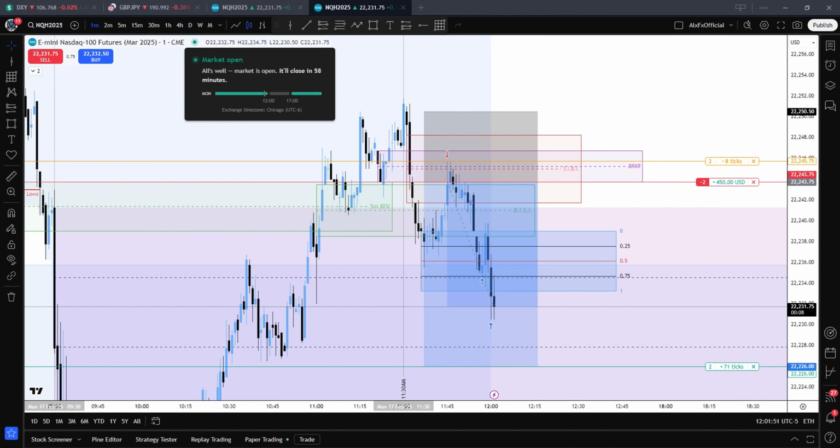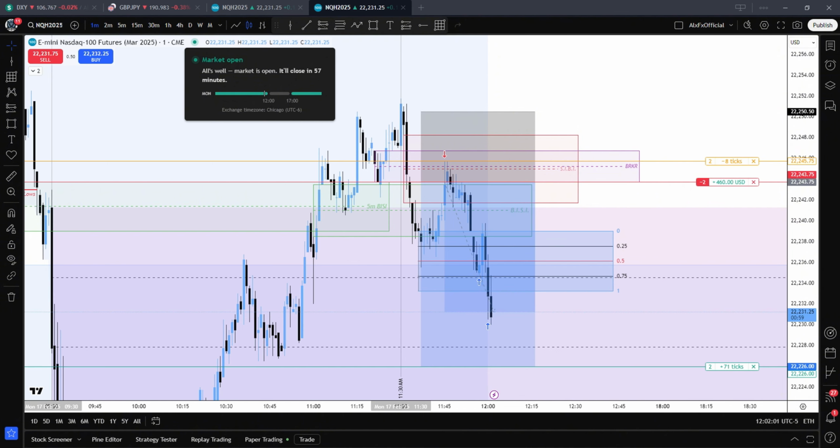The thing that I just put on right now is just the quadrant levels for the wick that we formed earlier. When you see large wicks like this in the market, just treat them as fair value gaps, as ICT says. So basically we have the quadrant levels, the 0.25, 0.5 and 0.75 levels.